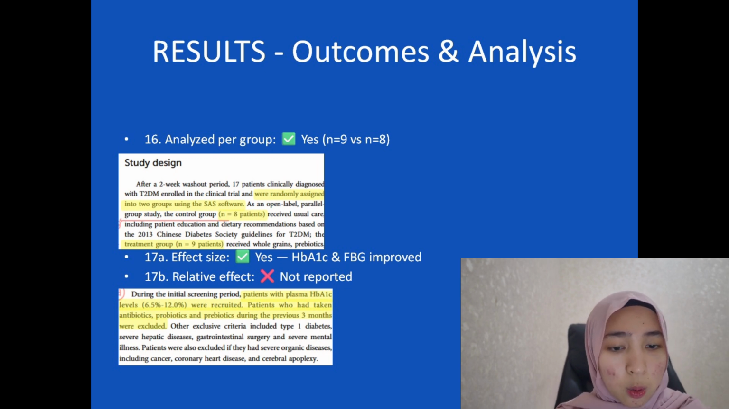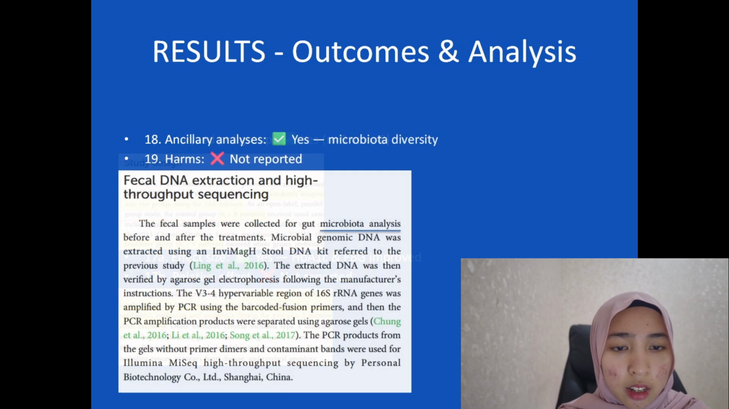There is a quote, "HbA1c and FBG decrease, insulin increase." And then item 19, it's about harms. But in this article, there is no mention of side effects or safety. This means some important CONSORT items were missing.